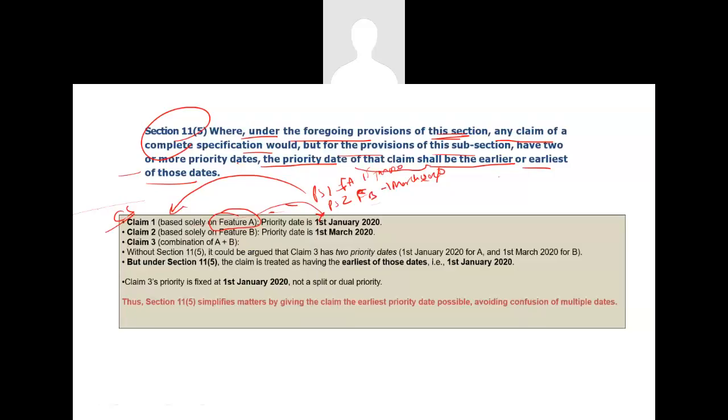Now when a complete spec is filed and one of the claims has the subject matter which was disclosed in provisional specification 1, that would be the priority date of that claim, 1st Jan 2020. For the second claim, which is feature B, which was covered in provisional 2, then provisional two's date of filing would be the priority date for this particular claim 2, which is 1st March 2020.